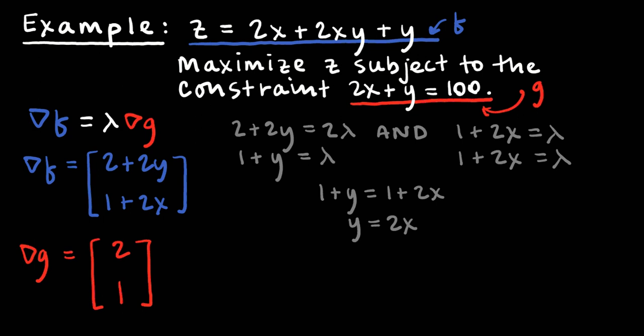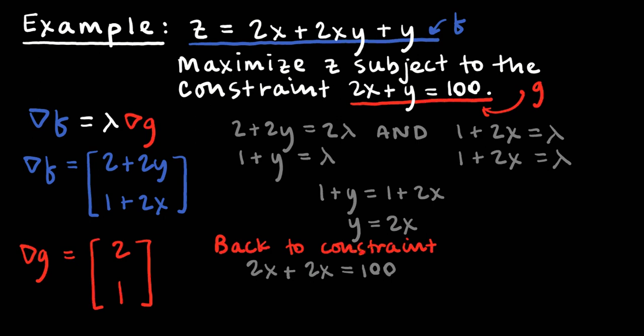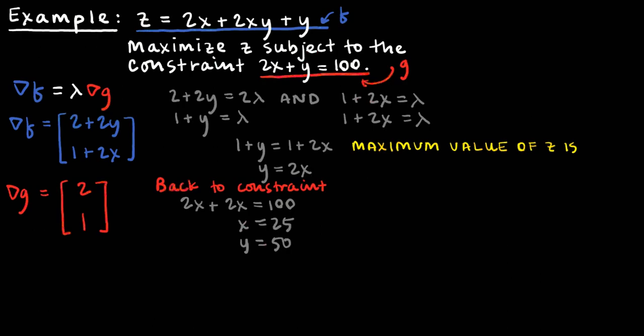Okay, now I go back to the constraint. Okay. And I'm going to say, all right, if y equals 2x, then 2x plus y, which is 2x, is going to be 100. And if 4x equals 100, then x is going to be equal to 25. Okay. And then I know that y is equal to 2x, so y is going to be 50, and the maximum possible value of z is going to be z equals 2x plus 2xy plus y. Okay, so I'll have 50. 2 times 50 is 100, so that'd be 2,500, and another 100 is going to be 2,600.